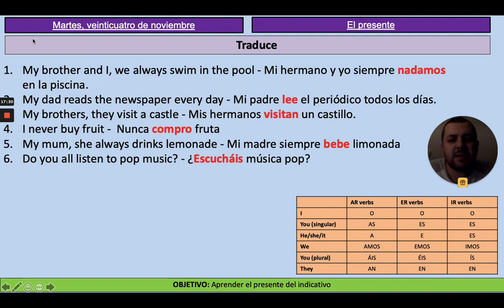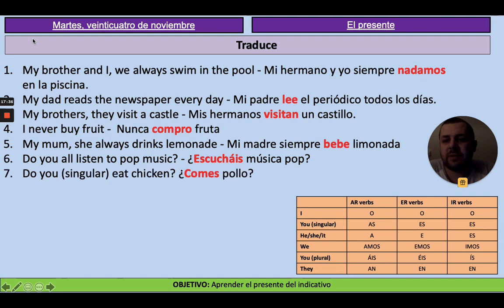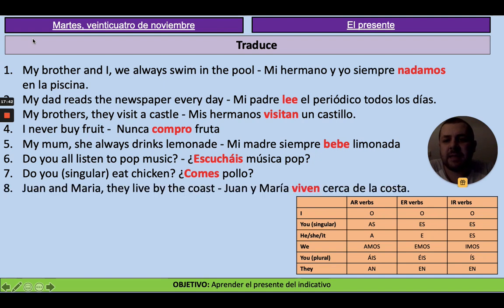Do you escucháis música pop? You all is you plural. Number 7, do you eat chicken? ¿Comes pollo? And number 8, Juan and Maria, they live by the coast. Juan y María viven cerca de la costa.